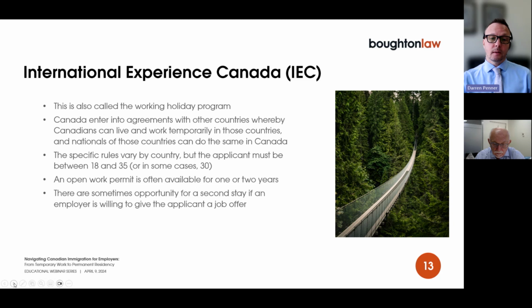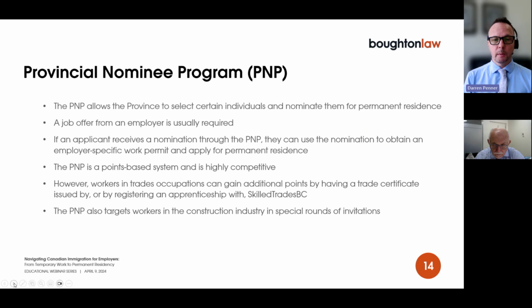So it's a good way to bring in employees without doing a lot of work to bring them in, and trying them out and then helping them if you like them. There are some funny rules with the working holiday program. You can't just submit an application for a work permit. You have to receive an invitation to apply.